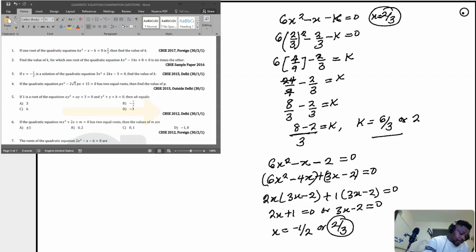And you can see one of the roots is 2 over 3. And the other root is minus 1 over 2. But we are not asked to find the other roots. We are just confirming, proving that we are correct.